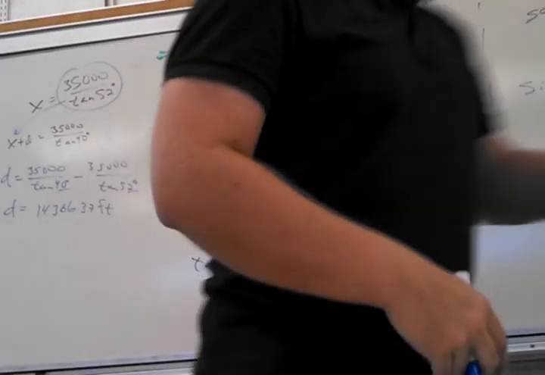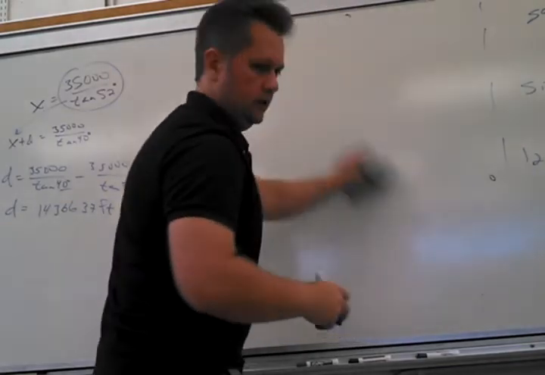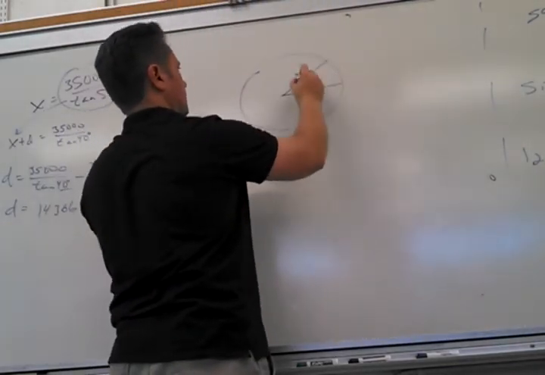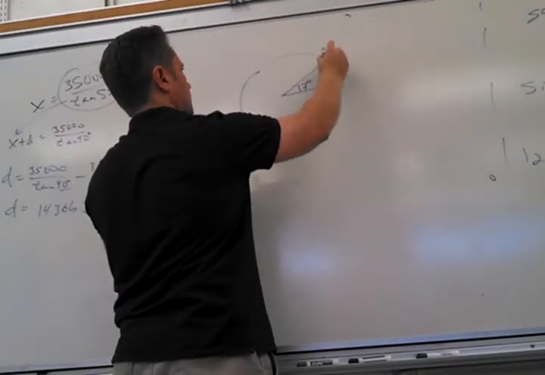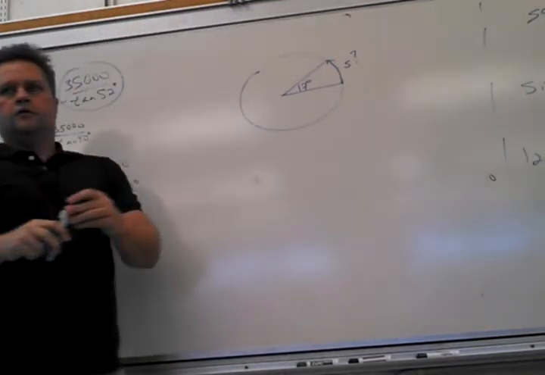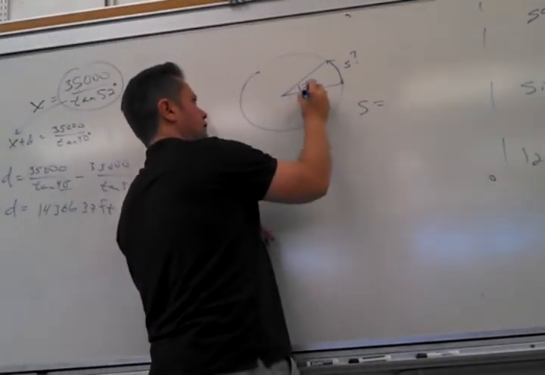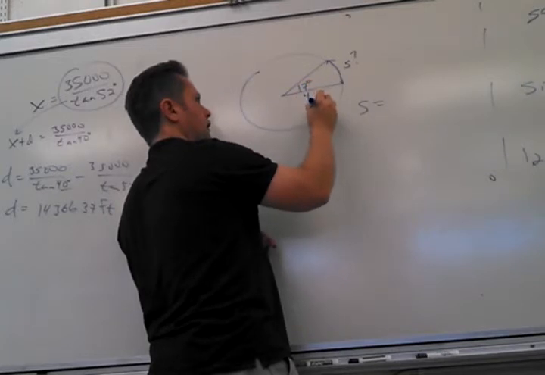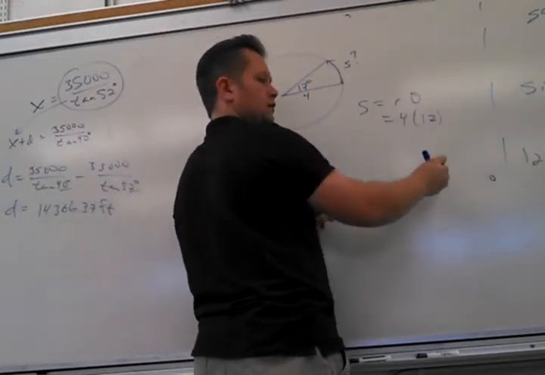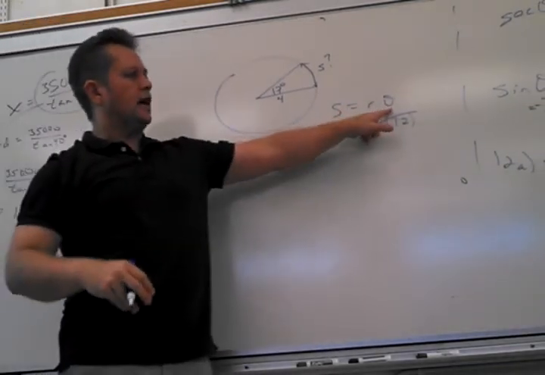So if I ask you what's the arc length there, you can't just say S equals, and I have to give you the radius. So let's make the radius 4. You can't just say S equals 4 times 17. No. Because theta is out by itself.